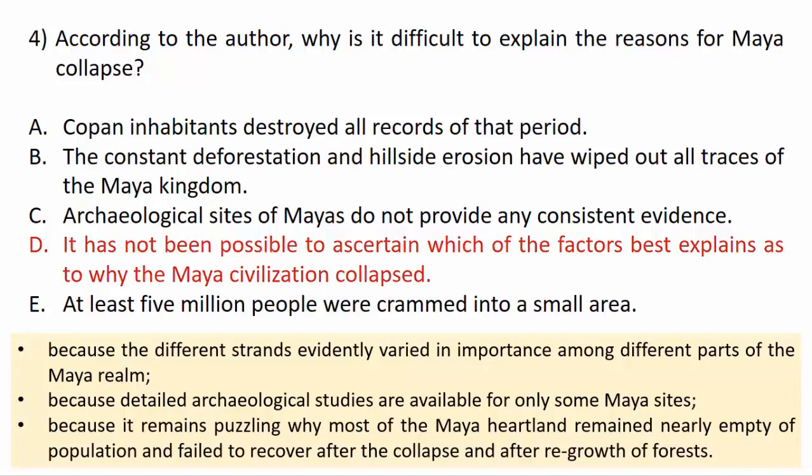Option D sums up the first and the third reason. It is our answer. Option A is not mentioned anywhere. Option B is not the reason why it is difficult to explain Maya collapse. Option C, consistent evidence, and option E, 5 million people crammed into a small area. Again, both are not mentioned anywhere in the passage.